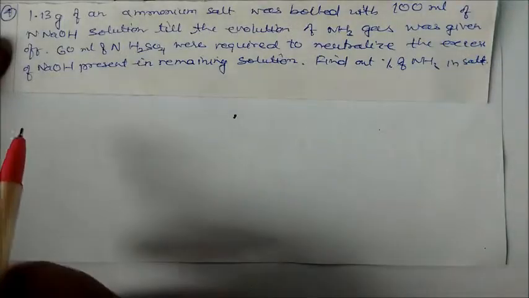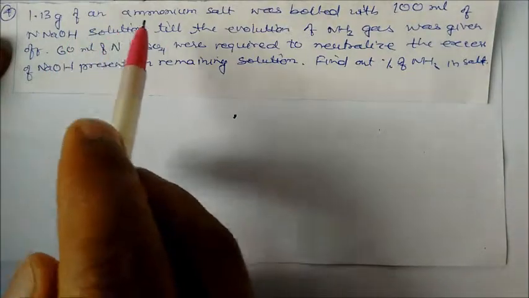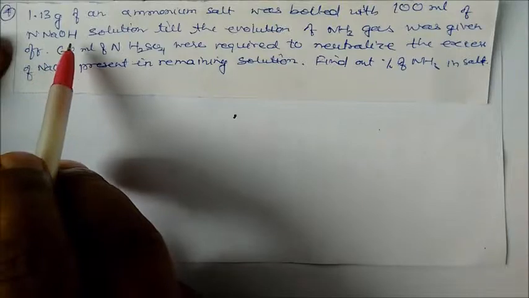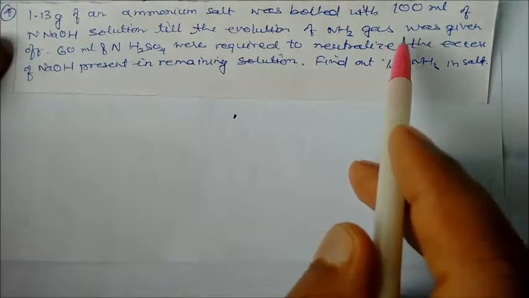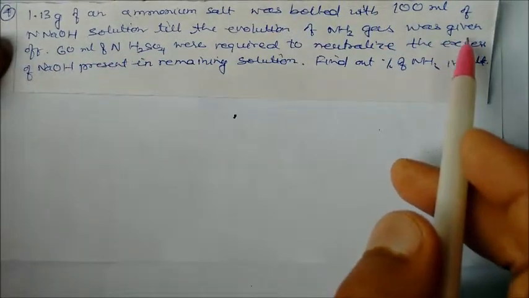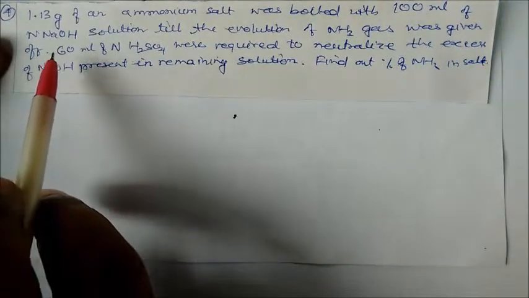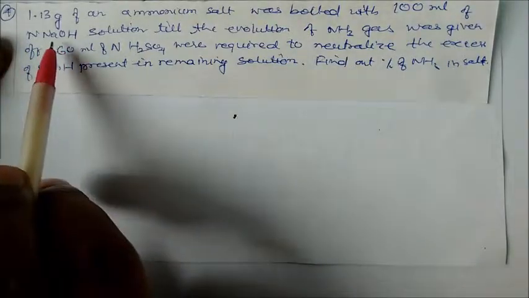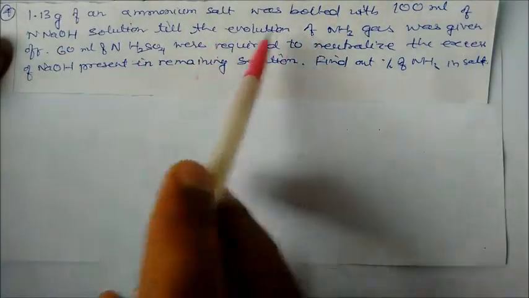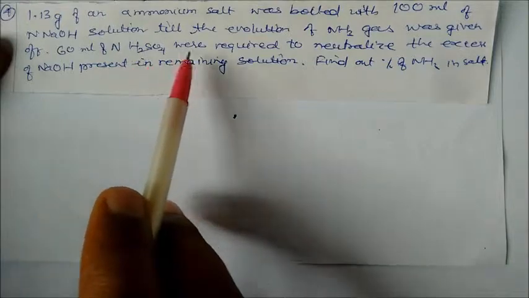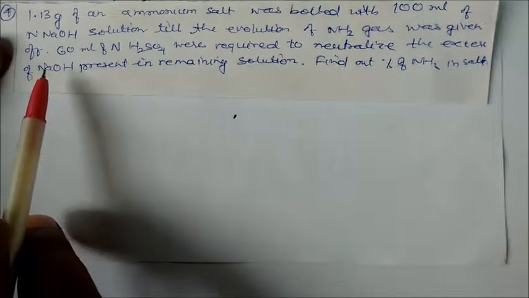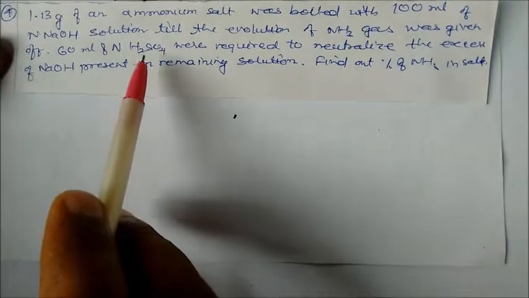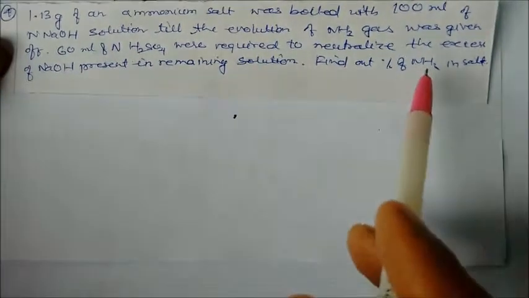Now our next problem: 1.13 gram of an ammonium salt was boiled with 100 ml of N normal sodium hydroxide solution till the evolution of ammonia gas was complete. Some part of the sodium hydroxide is neutralized by the ammonium salt. 60 ml of normal H2SO4 was required to neutralize the excess sodium hydroxide. So after ammonia is released, the remaining sodium hydroxide is neutralized by the H2SO4. Find out the percentage of ammonia in the salt.